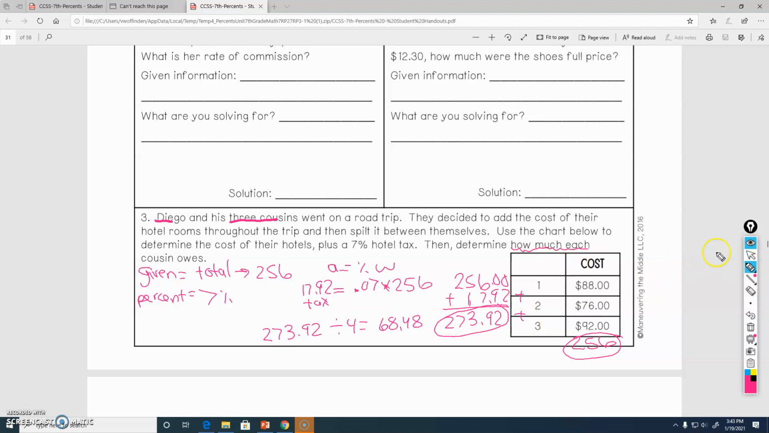I want you to continue with the rest of the worksheet. If you get stuck, you need to ask yourself, what do I know and what am I solving for? What do I know about percents? All right, see you guys.